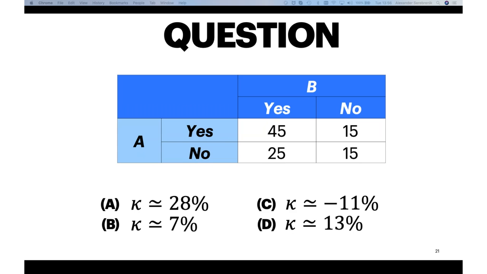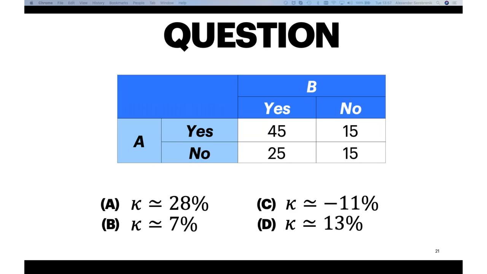First of all, the observed agreement. We need to compute a percentage of the data points where the tools agree. So it's essentially 45 plus 15, the main diagonal, divided by the total sum, which happens to be 100, to make the computations a little bit easier. So the observed agreement is 60%.